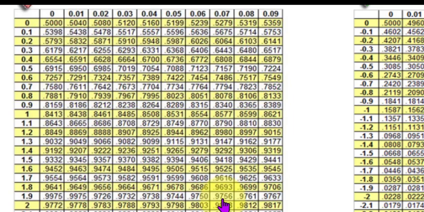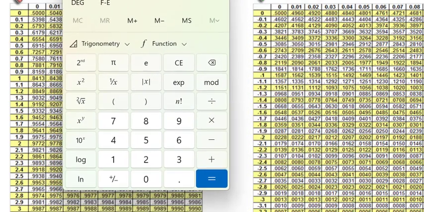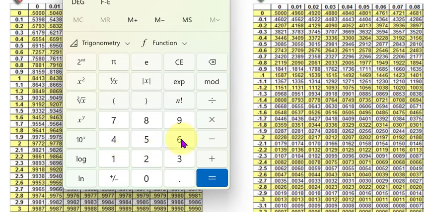So 0.9756, but that's if it was less than. I'll say that again. That was if it was less than. We're dealing with a greater than. So we got to take that number, 0.9756. I'm going to take the number 1, and I'm going to subtract 0.9756. That's going to be your p-value for that.